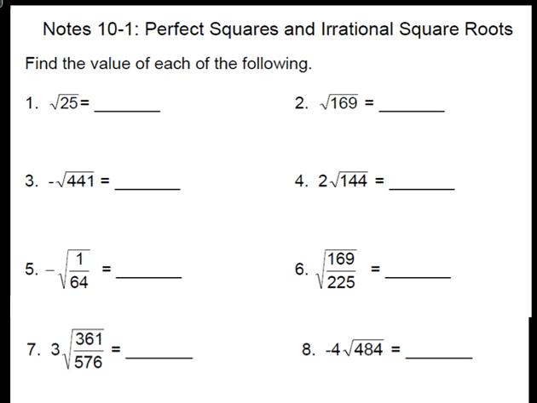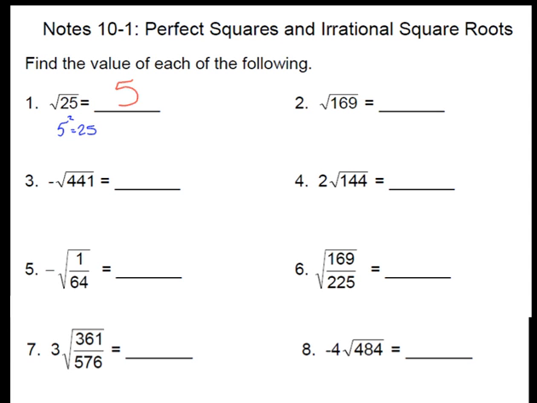Okay, here we're going to be starting our unit on radicals and how to simplify radicals and square roots, perfect squares, and whatnot. And our first one here says find the value of each of the following. So here we're looking at the square root of 25. 25 is a perfect square because 5 to the second power is 25. So the square root of 25 is 5.